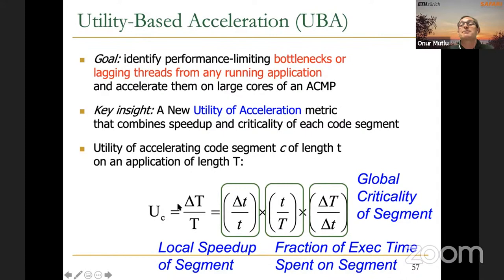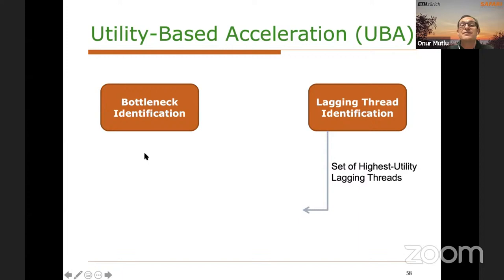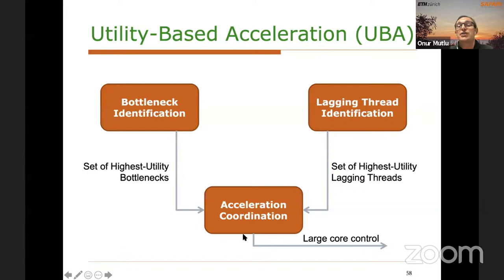Basically, we have this model, we identify lagging threads, we have a set of highest utility lagging threads, we identify bottlenecks, we have a set of highest utility bottlenecks, and we control the large core using an acceleration coordination mechanism that's again described in the paper. And again, I'm giving you the high level of the ideas because the specifics are actually quite specific. You can imagine using this utility function and the model in different ways to actually achieve different goals.